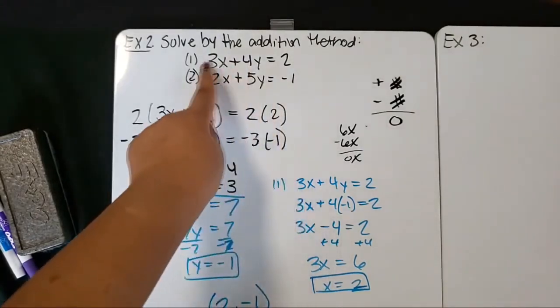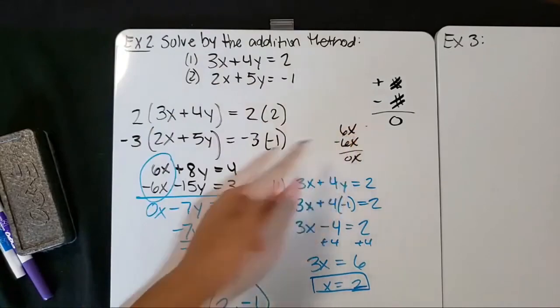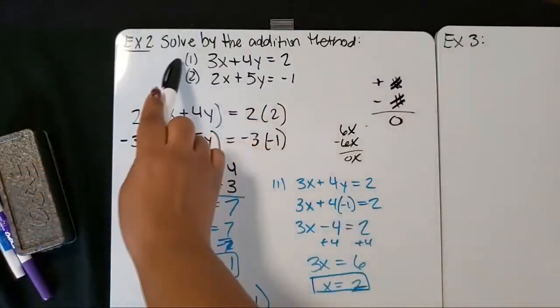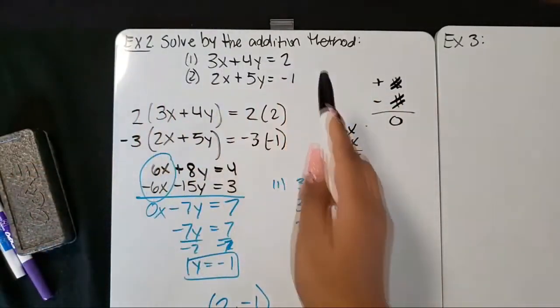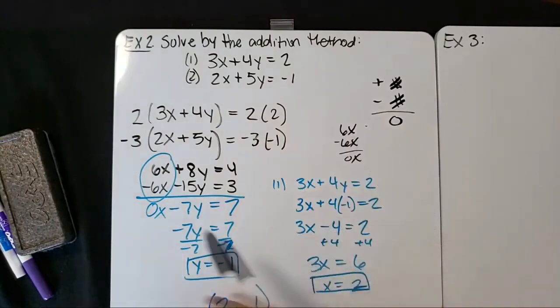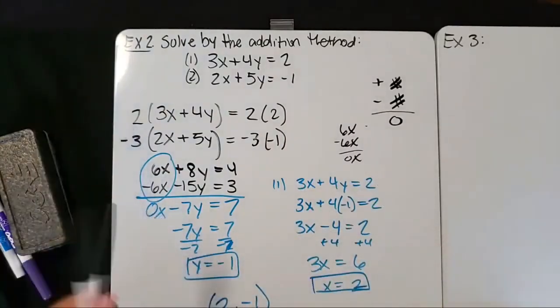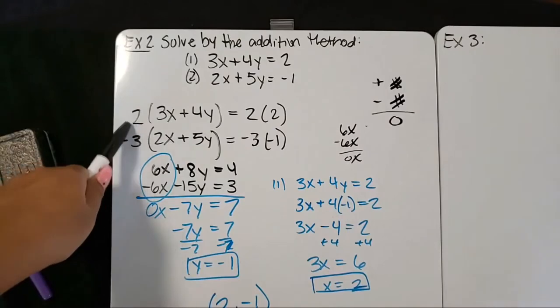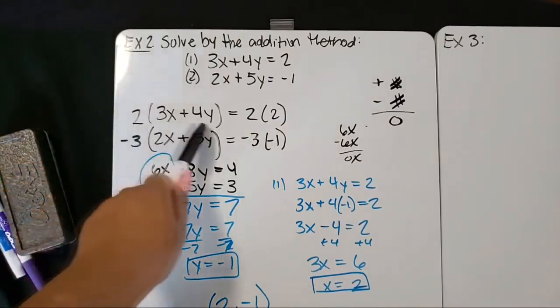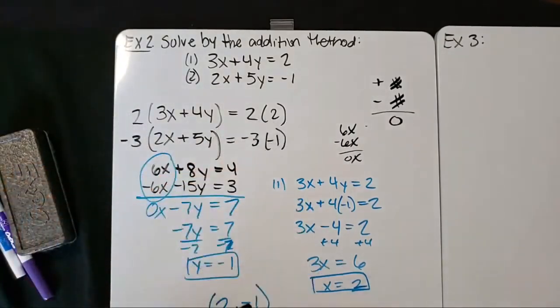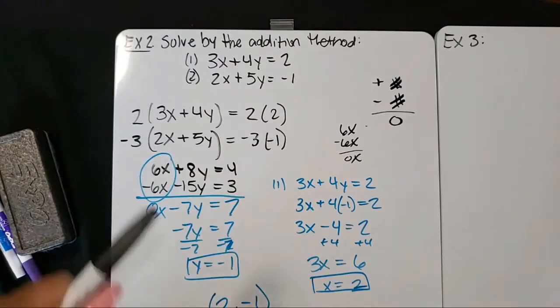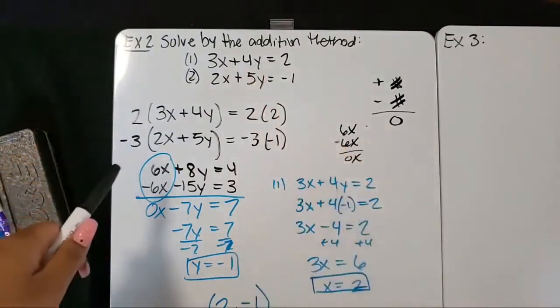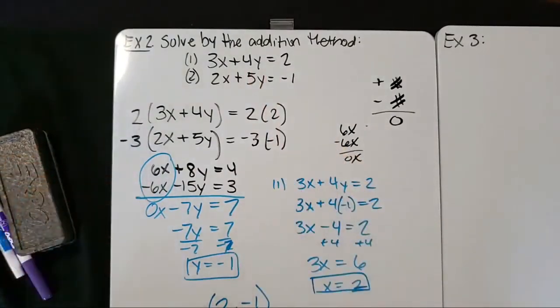In order to change 3x to 6x, I had to multiply this whole first equation by 2. So that's what I'm showing here. I'm multiplying my 2 on the left side and 2 on the right side. You can put the whole equation in parentheses and put the 2 in the front. That's up to you. Y'all will see me do that on the next example.